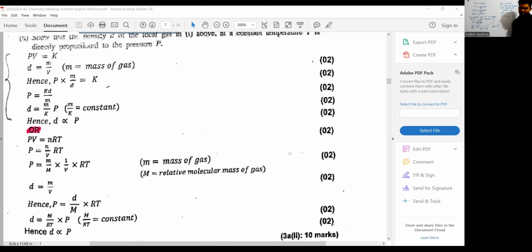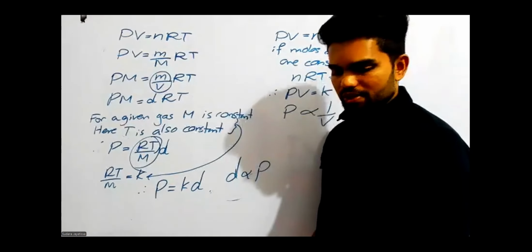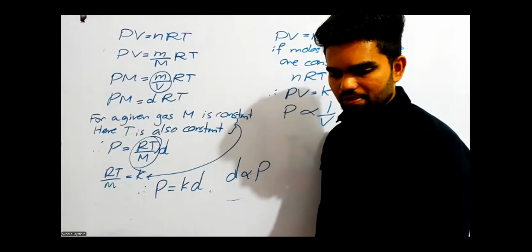Okay, see, capital M over RT is a constant. So they subjected density. Okay, but I subjected P here. That's why RT over capital M came. It doesn't matter, okay? You will still get marks, don't worry. But everything we did is correct, no? Can understand. Right, so that's how the second part is done.